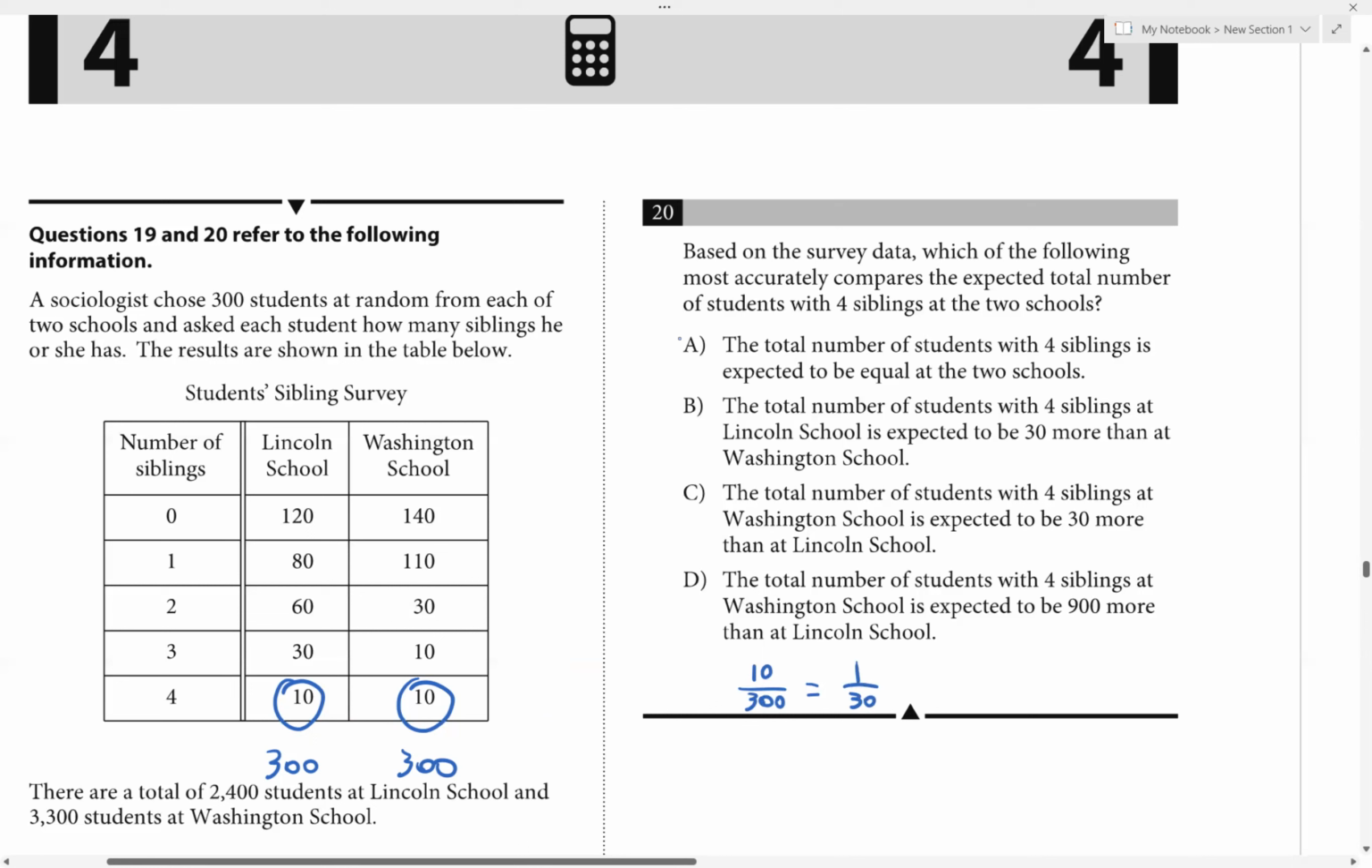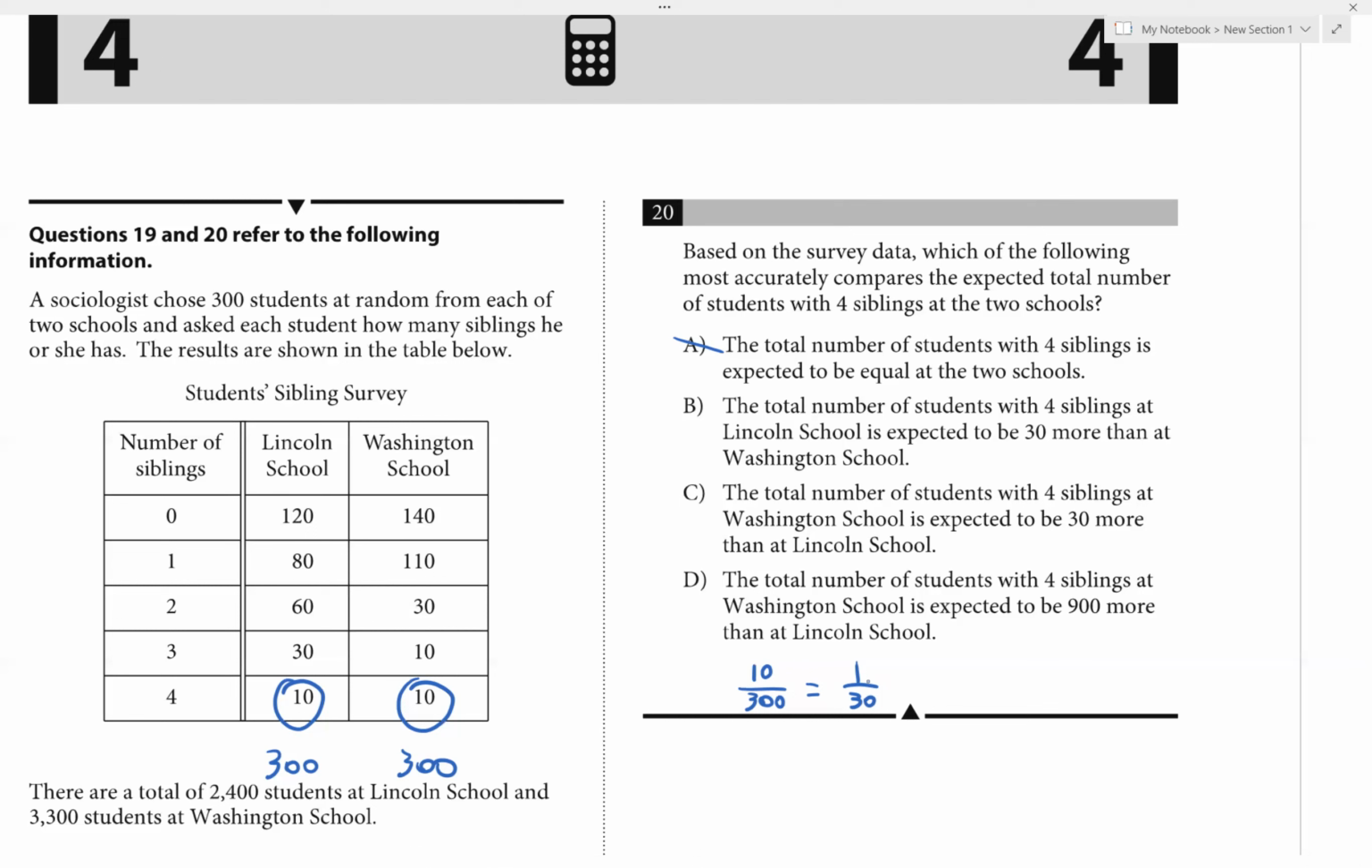But the answer here is not A, because we're not talking about the probability that a student has 4 siblings, but rather the total expected value of students that have 4 siblings. To find the expected value, we have to take our probability, the fraction here, and multiply it by the total number of students at each school.